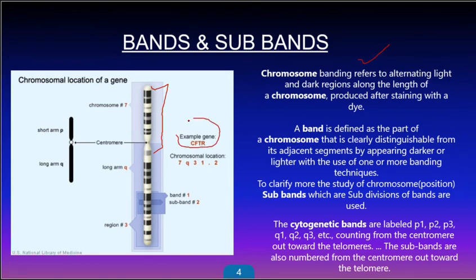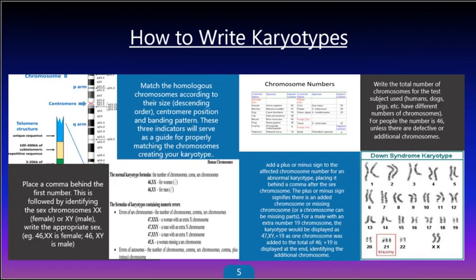For example, the CFTR gene's chromosomal location is 7q31.2. It means that the chromosome number is 7, q means the long arm, the first 3 means the region, region 3, 1 means band 1, and point 2 means subband number 2. Cytogenetic bands are labeled as p1, p2, p3, etc. And these bands are numbered from the centromere towards the telomere, like p1, p2, p3, and q1, q2, q3, etc.